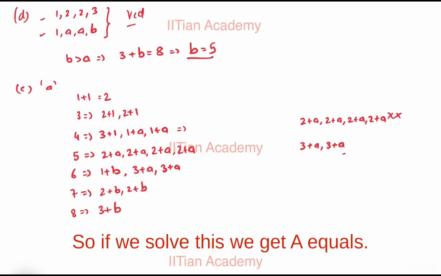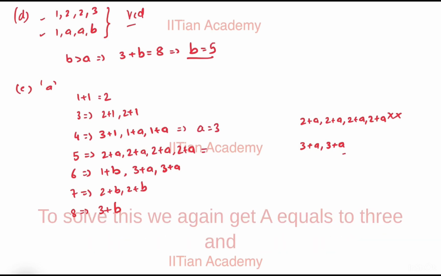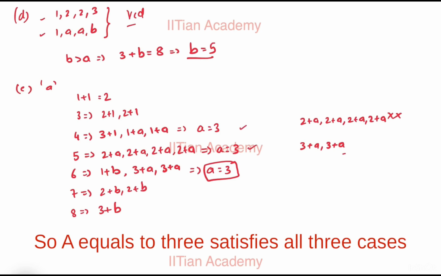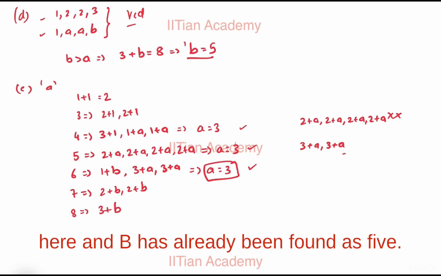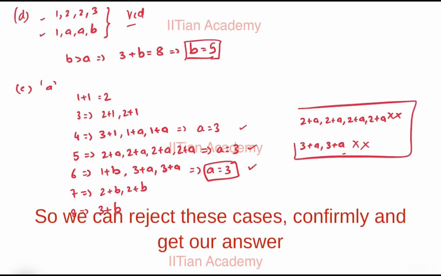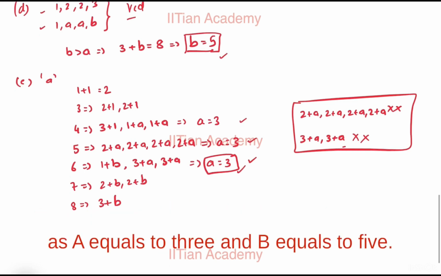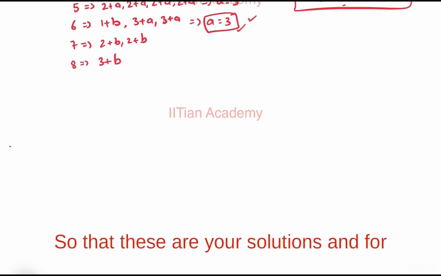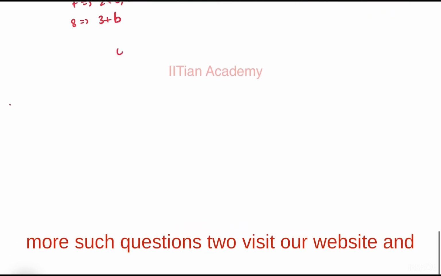So if we solve this, we get A equals 3. If we solve this, we again get A equals 3, and if we solve this, we again get A equals 3. So A equals 3 satisfies all 3 cases here, and B has already been found as 5. So we can reject these cases and get our answer as A equals 3 and B equals 5. So these are your solutions.